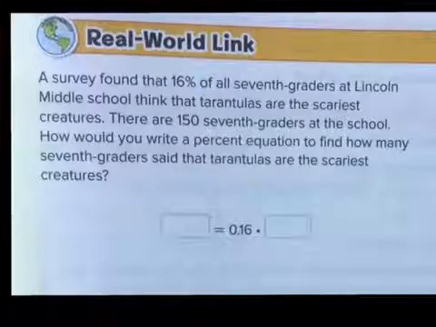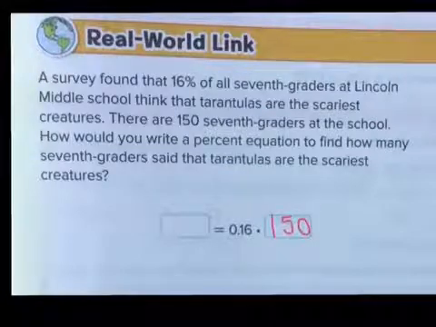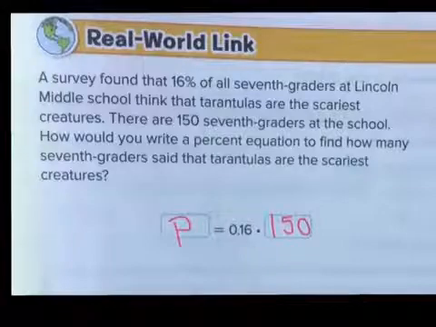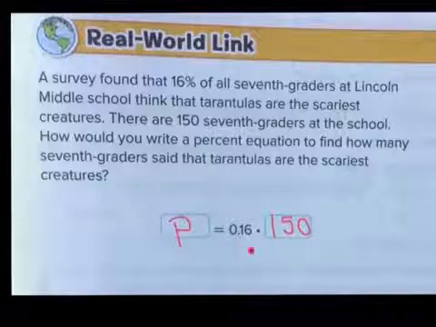Well, like we said, 150 is our whole. So we'll write 150 right there. And that's going to give us our part. Okay, that'll give us our part. When you multiply 0.16 times 150, you will get the part you're looking for.